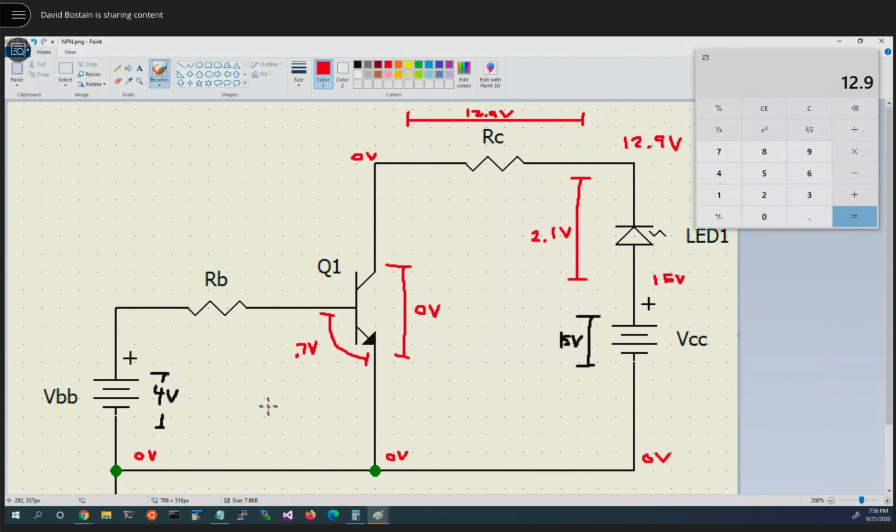Now on this side of the circuit, we're at 0 here. This is a drop across the transistor, so we're going to be higher by 0.7 here. And we're at 4 volts here. So how much is dropping across that resistor? Put that in the chat. Four minus 0.7 would be 3.3 volts.